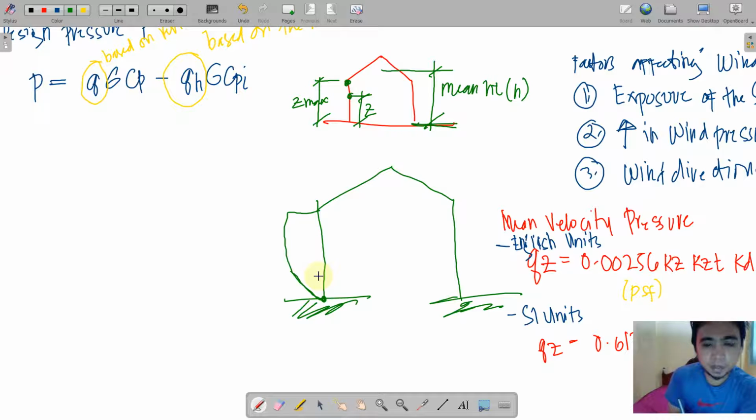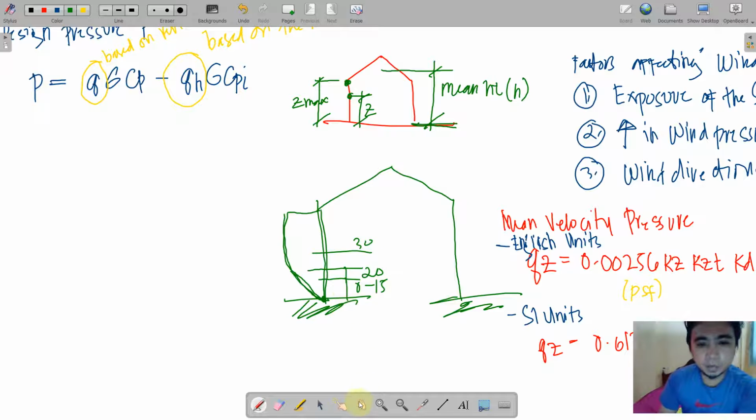Sabi nga niya, meron siyang first 0 to 15. Ito, 20 na yan. And then, meron siyang value for 30, etc. So, surutin na dito eh. Okay? Susundan niya yan. Yung pag-increase ng KZ dito.